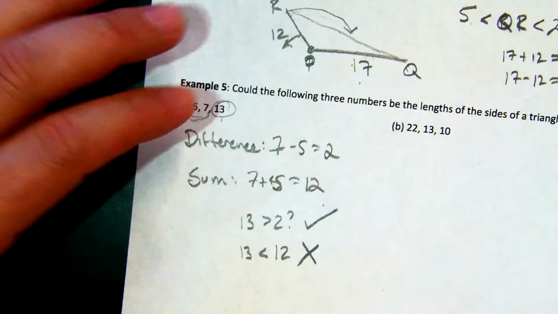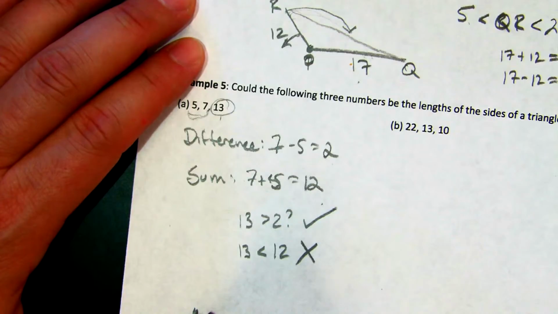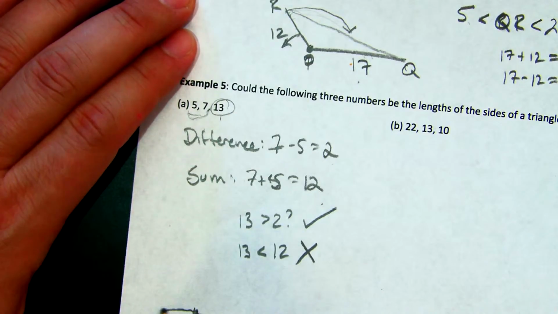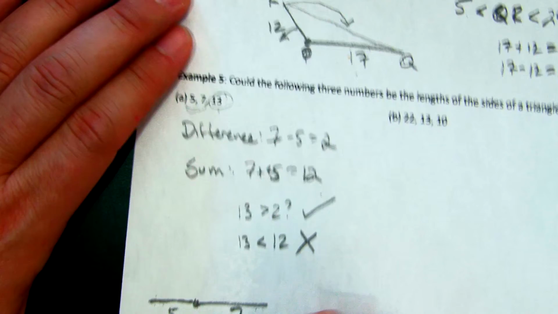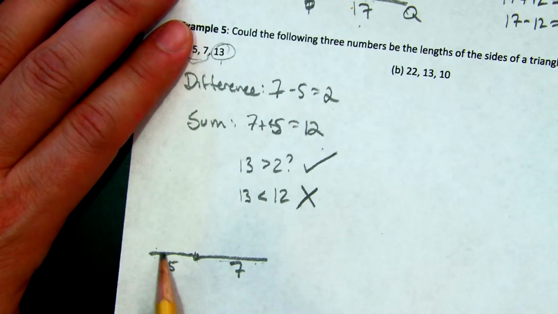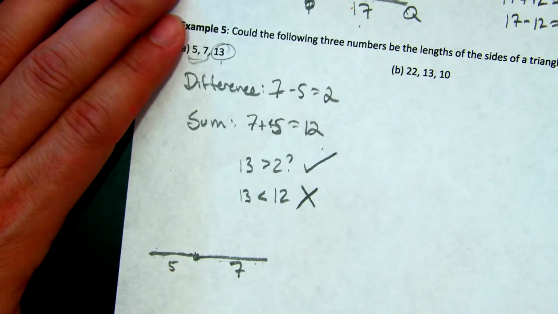And think of it as a picture. If I had a side that was 5, like this side, and I had a side that was 7, this side, well, the third side couldn't be 13, because even if I laid them out next to each other, which we already saw was the longest we could make this whole segment, it's only 12, right? So 13 is way too long.